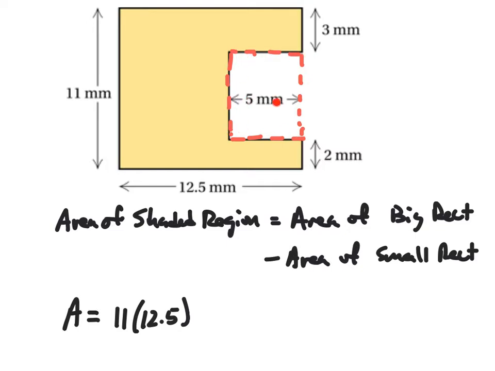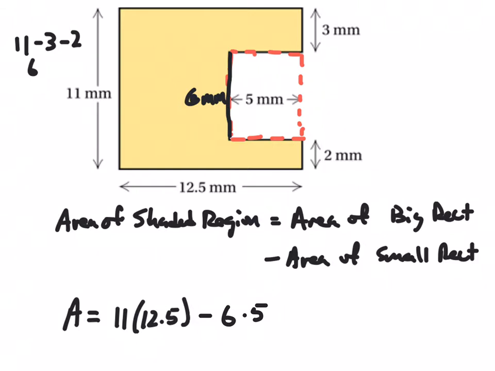Now what I know is that the horizontal distance here is 5 millimeters. My question is, what's this distance? They don't really give it to us. However, we do know that the total length is 11. Check this out. If my total length is 11, and if I subtract off a 3 and a 2 from that, so minus 3 minus 2, I end up getting a length of 6. So the length from here to here is actually going to be 6 millimeters. So that's going to be the area of the small one. It's going to be a 6 by 5. Then what I'm going to do is subtract off 6 times 5.